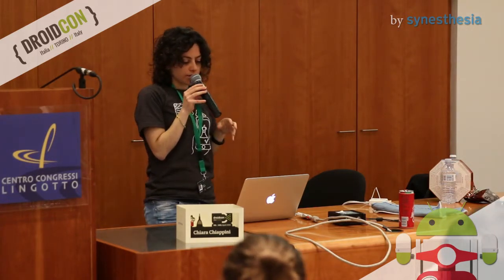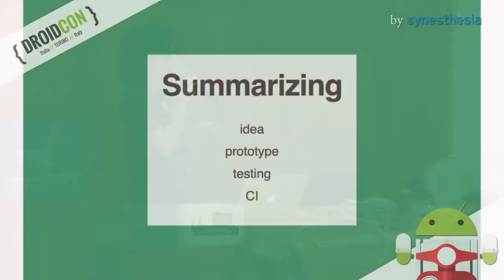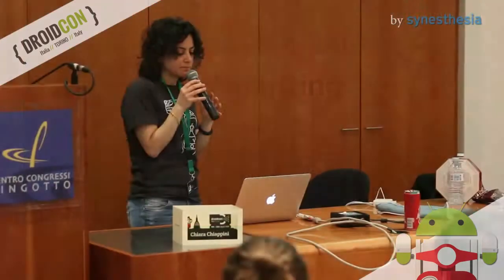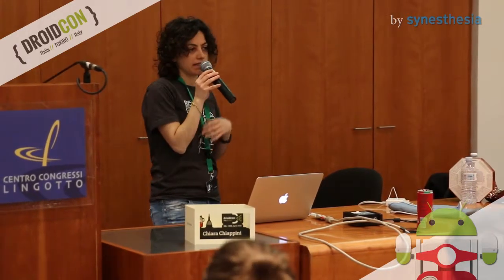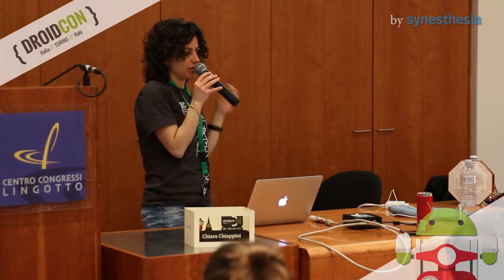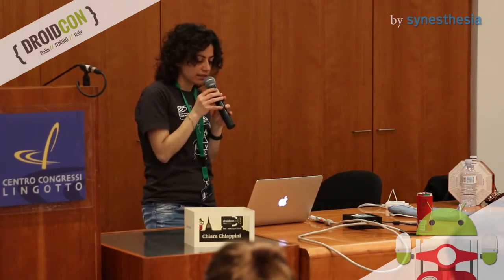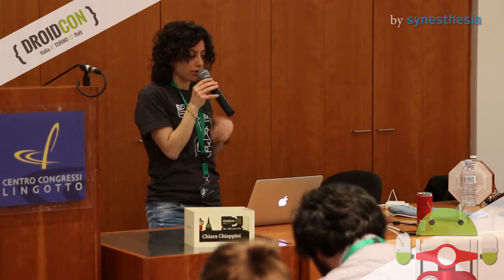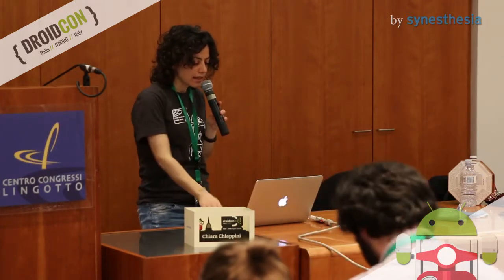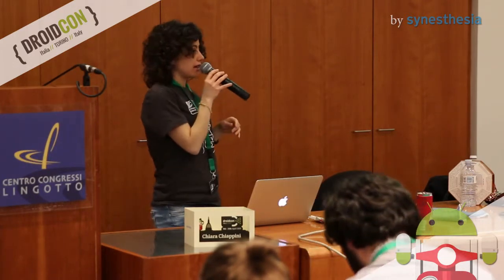All right, so let's try to summarize now what we've seen today. We started with an idea. We had this idea of a weather app. Second, we went for a prototype. We just did it on a piece of paper. Then we put some values in an activity. Third thing we did, we started to write some tests. So we looked at unit tests. We looked at functional tests. And then we had a look at how to configure your continuous integration environment.